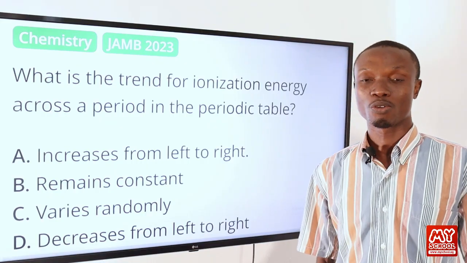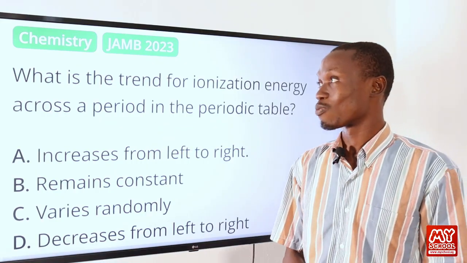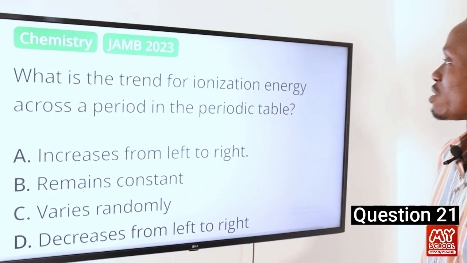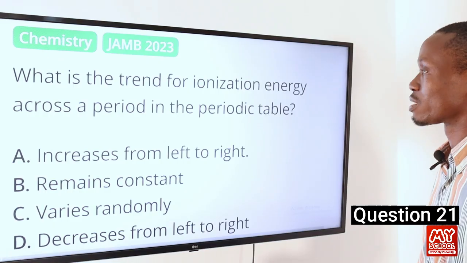So in this video, we are going to be solving question 21 to 40. So let's start off with question 21. What is the trend for ionization energy across a period in the periodic table?